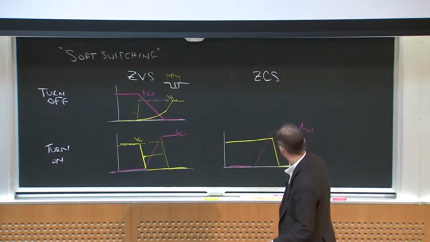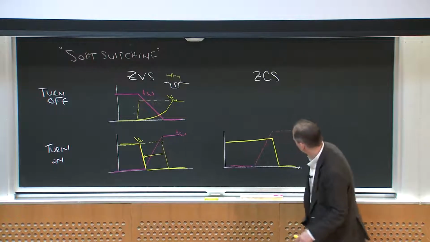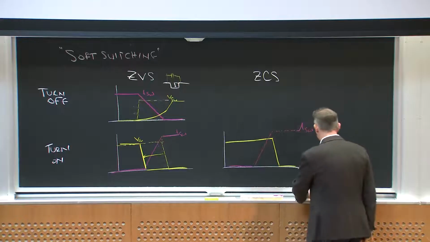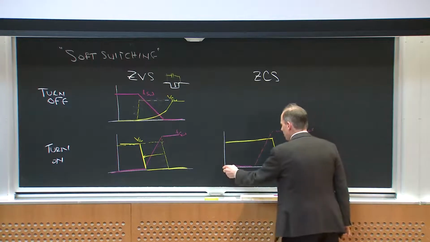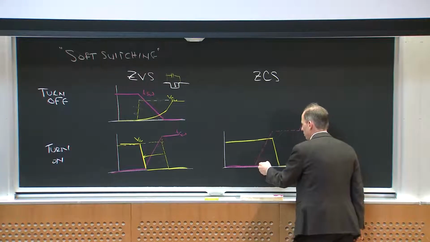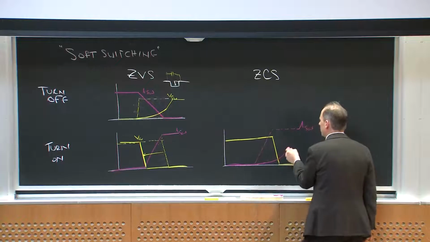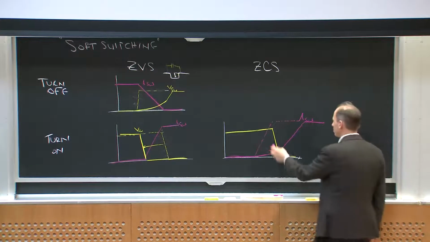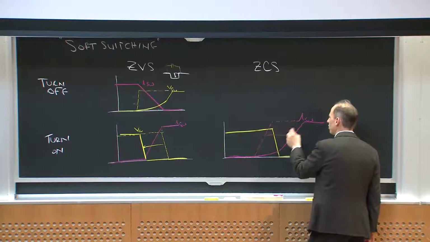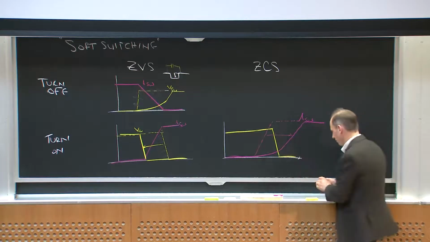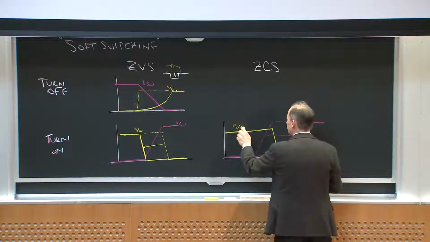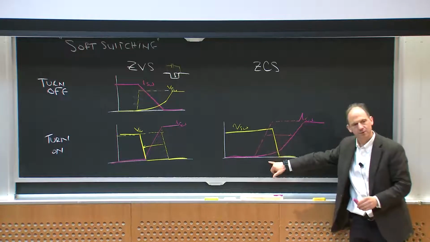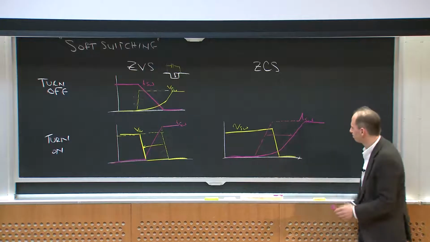What if I could do this? What if I could say, all right, instead of having the switch current rise early, I did some magic such that it didn't rise until later. I somehow delay the switch current rise until after the voltage has fallen. I would then have little overlap, and that would be good.